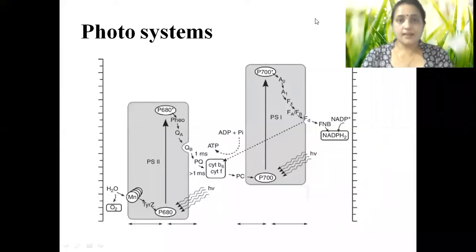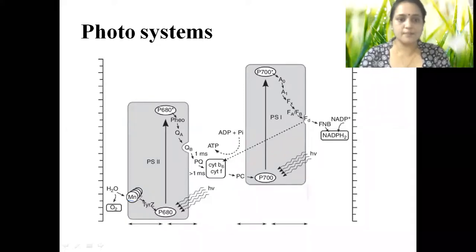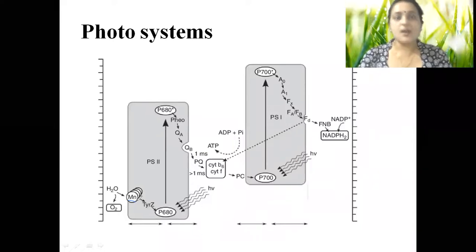So when a photon or light is absorbed by PS2 or P680, immediately the Mn, see here, this is a manganese molecule, and the oxygen evolving complex is going to increase in the cell, and they work for the splitting of H2O, and it is converted to O2. So in this way, this reaction happens.